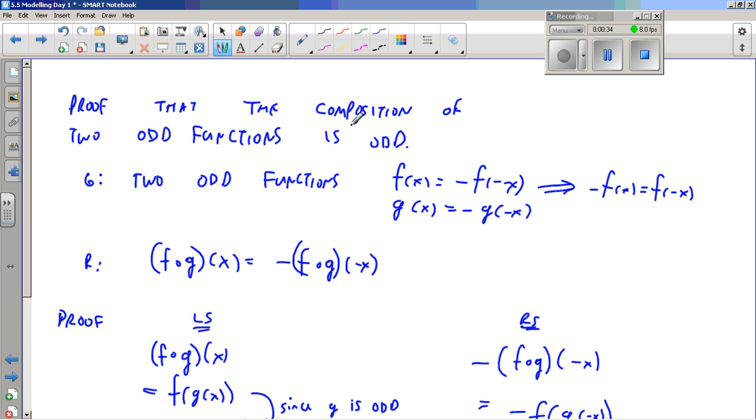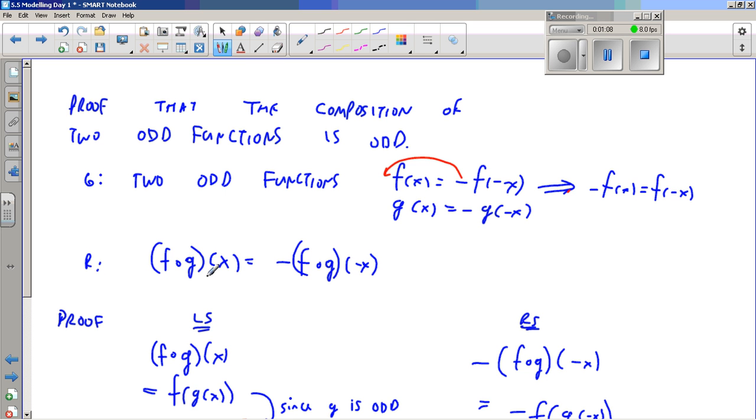So if we want to prove that the composition of two odd functions is odd, what are we given? We're given to start with that we have two odd functions. And what does it mean for a function to be odd? Well, we've got these properties: f(x) equals negative f(negative x). Notice that if I wanted to, I could multiply both sides by negative 1 and put the negative on the other side. So negative f(x) is equal to f(negative x) is also the same thing.